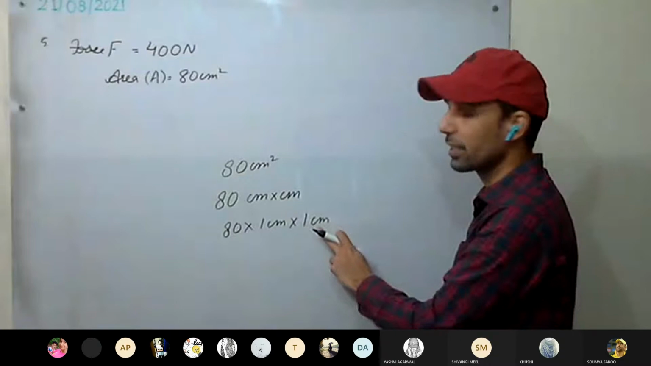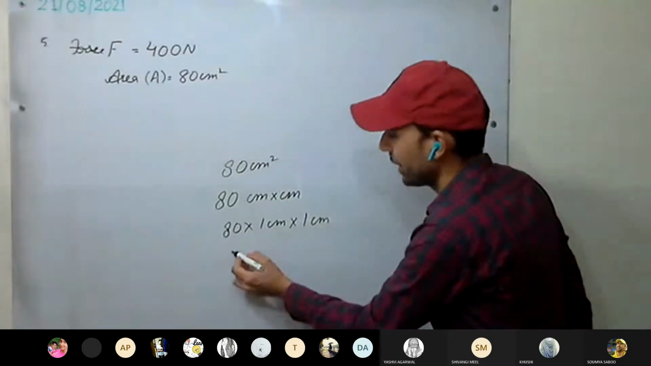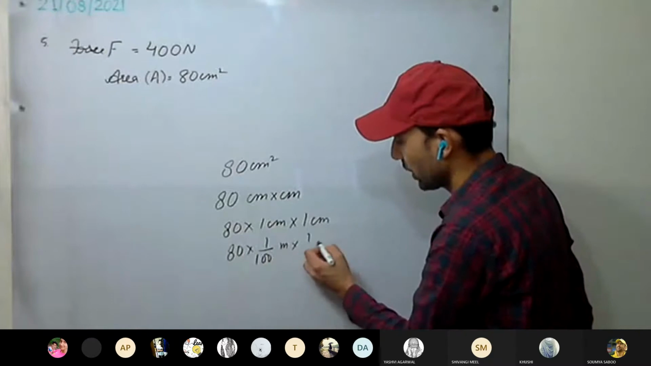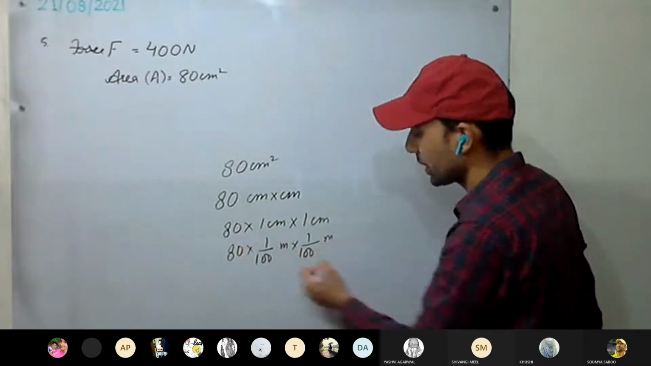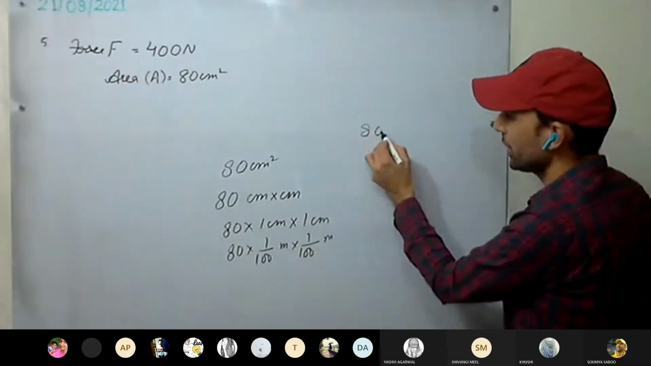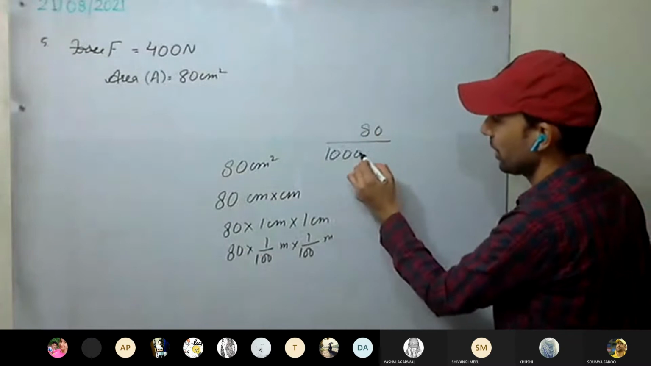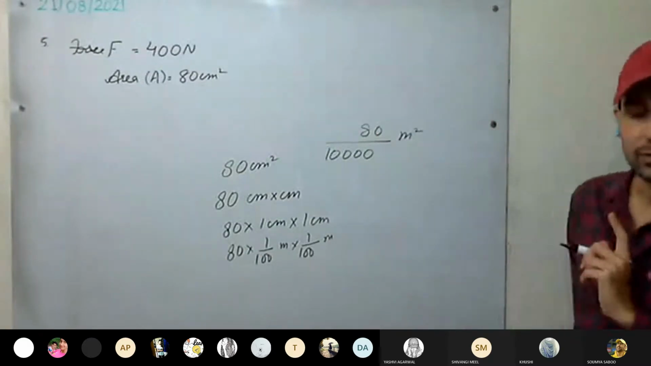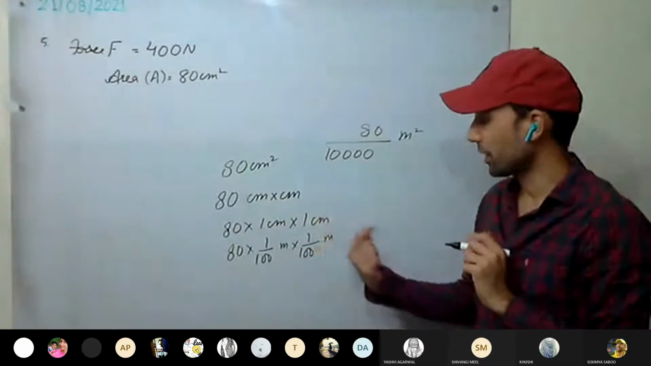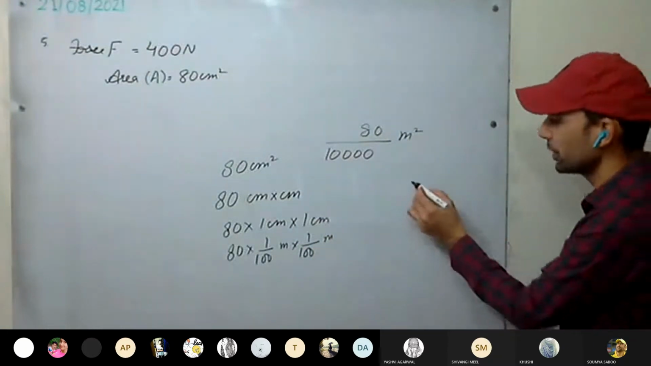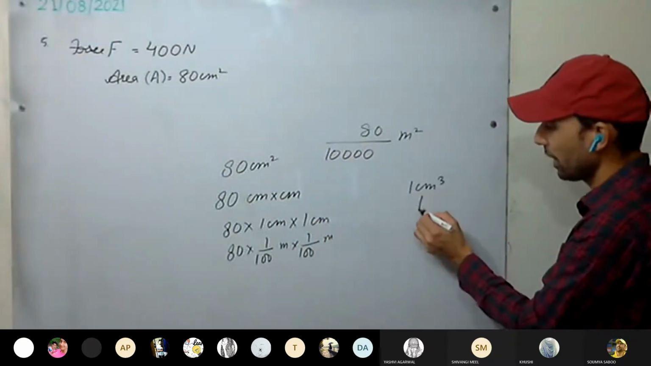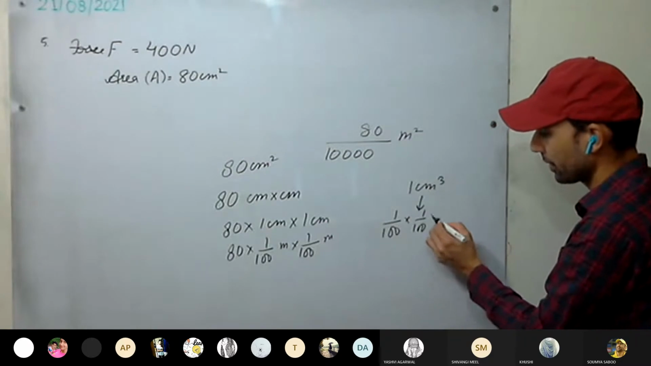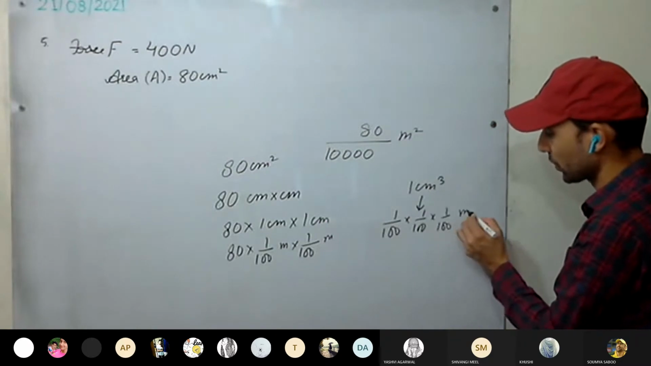Now convert each centimeter into meter. 80 into 1 upon 100 meter into 1 upon 100 meter. Now multiply them. What are you getting? 80 divided by how many zeros? 4 zeros. Meter square. Have you got it? Each centimeter we converted into meter. If it is cube, 1 centimeter cube, in meter it will be 1 by 100, 1 by 100, 1 by 100 meter.